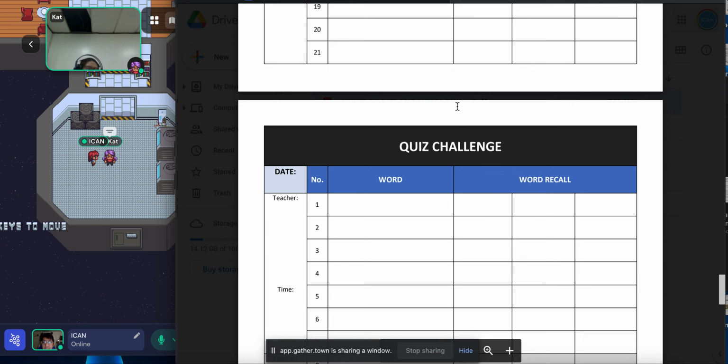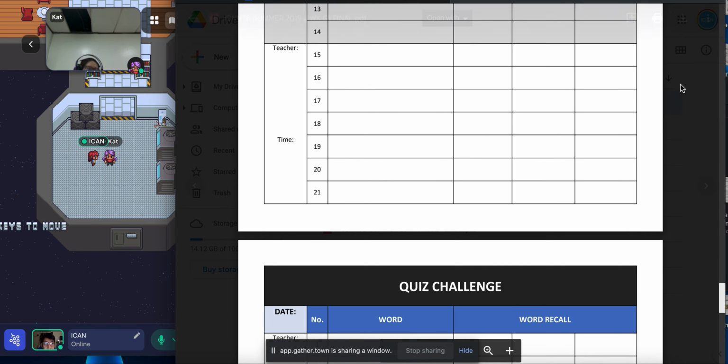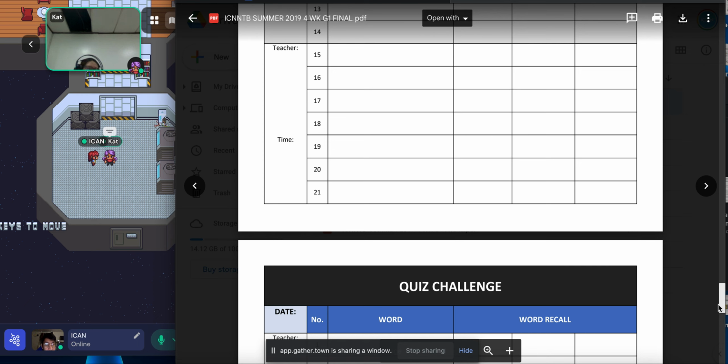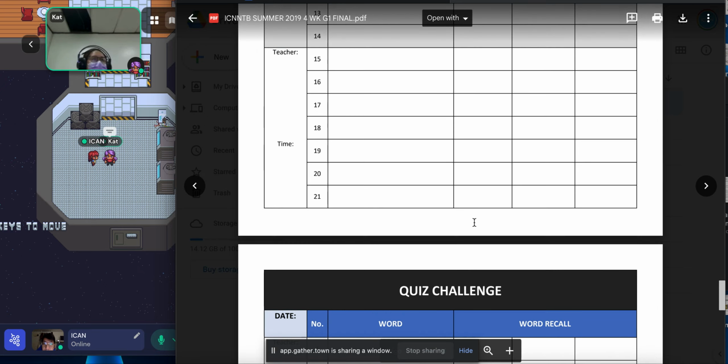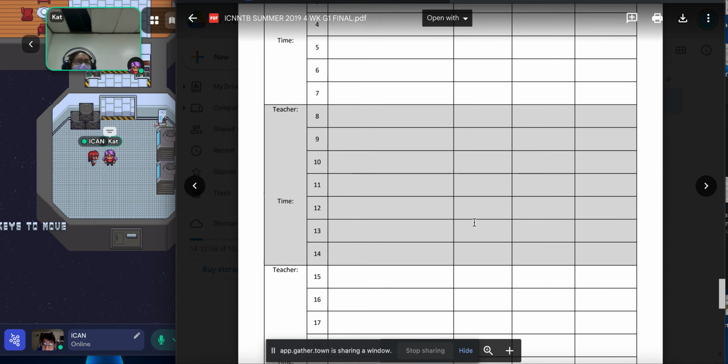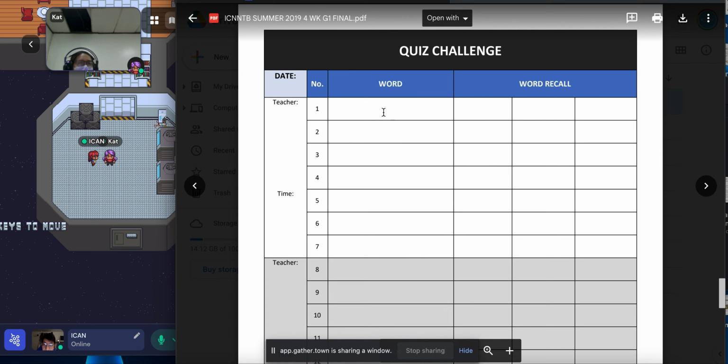Hindi sila, baka pag break time nila, it's already for them. They don't really do anything. Okay, but if hindi mo kaya... Teacher for the word recall po. Yes, teach. Ano yung isusulat? Yung correct word, yung correct answer.